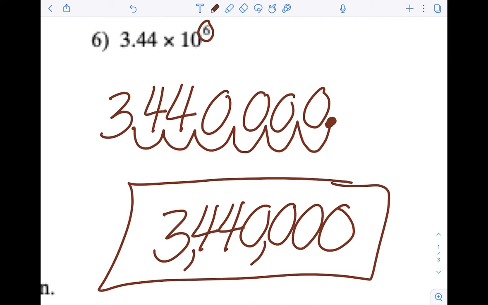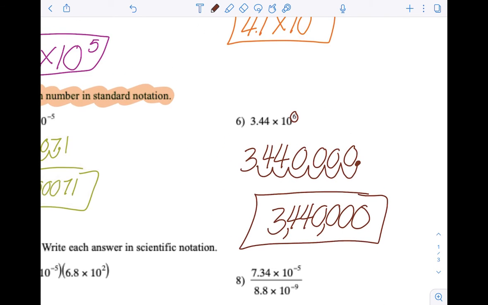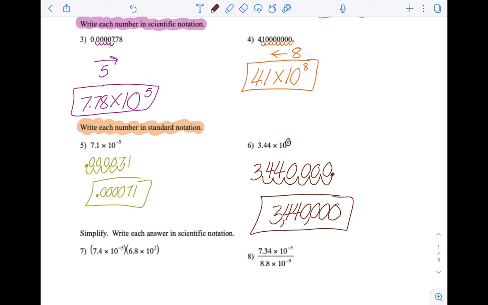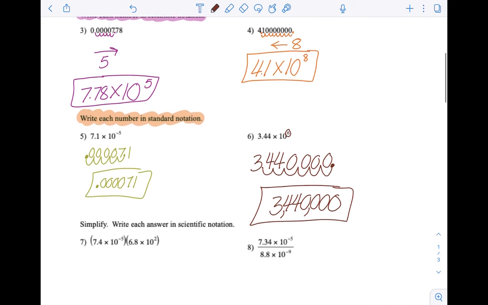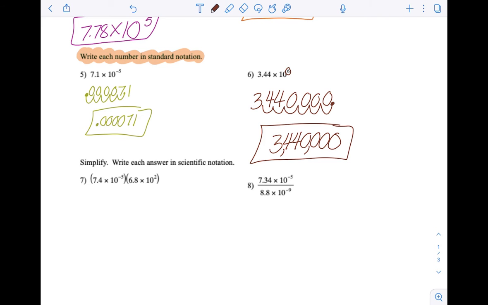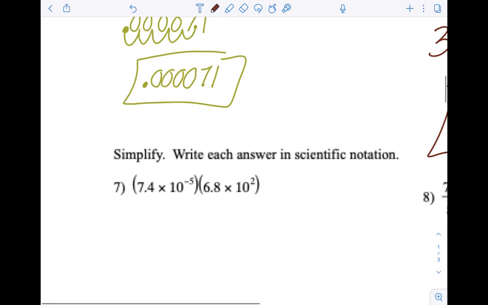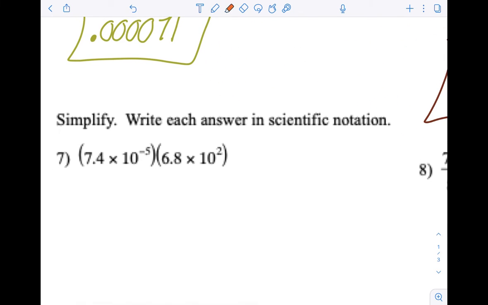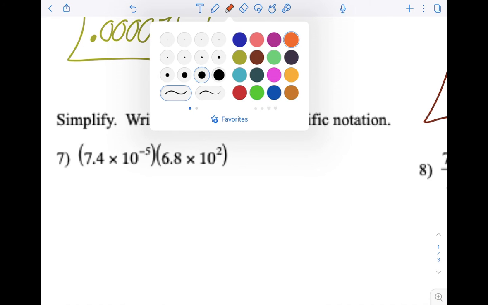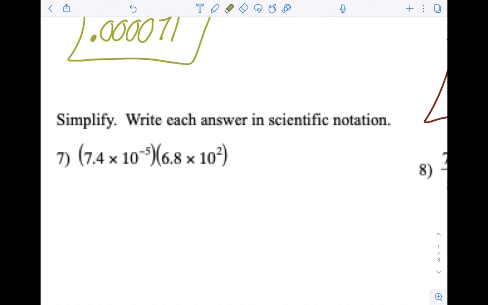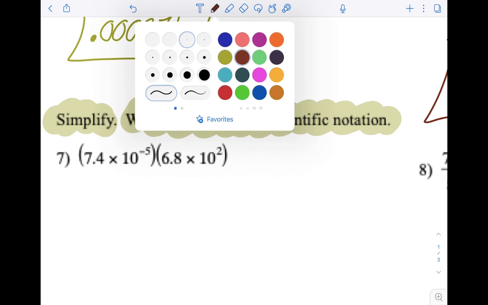Perfect, perfect, perfect. So again, please make sure that you are writing everything down, rewinding if you have to, pausing if you have to, to make sure that you are getting everything correct, right? Finally, last 2, kiddos. Our instructions here say, simplify. Write each answer in scientific notation. Okay, perfect. Let's do that.